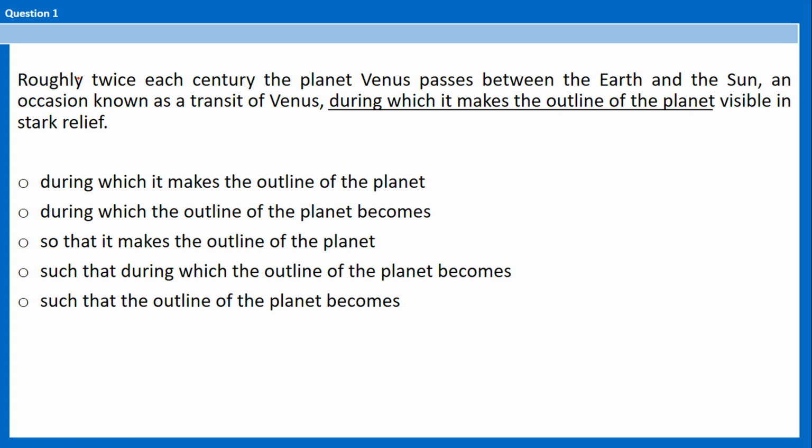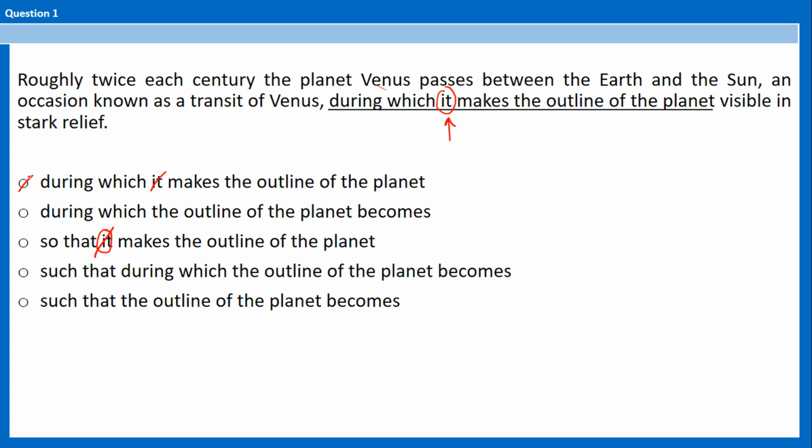So here you're starting with roughly twice each century the planet Venus passes between the Earth and the Sun, an occasion known as a transit of Venus, during which it makes. What is it? What makes the outline of the planet visible? That it doesn't have a referent. You cannot use it. The same happens in C.